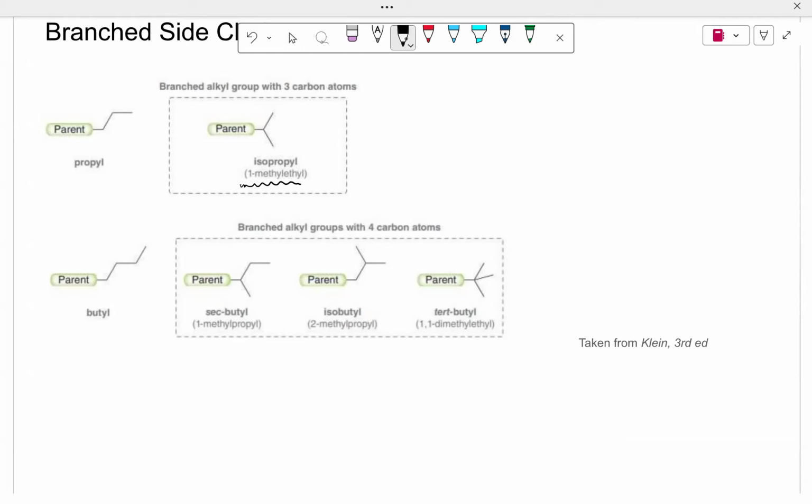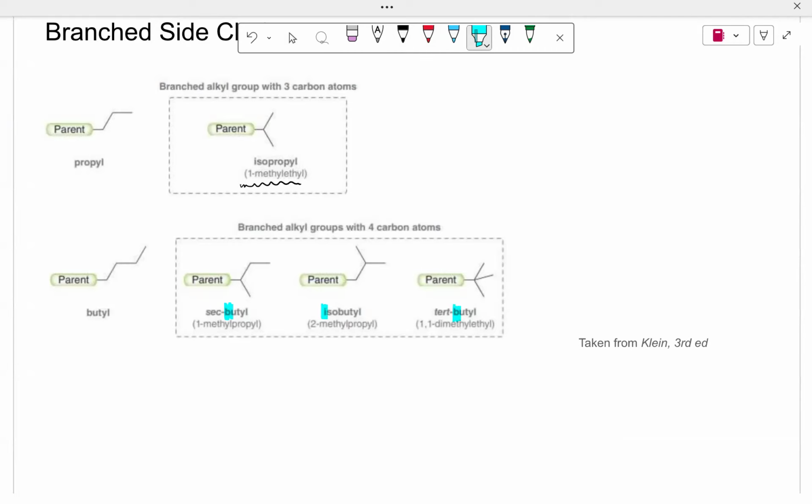These three here for 4 carbon atoms are sec-butyl, isobutyl, and tert-butyl. So again, with these, we would alphabetize based off of B for sec-butyl and B for tert-butyl. But for isobutyl, we name it off of I.